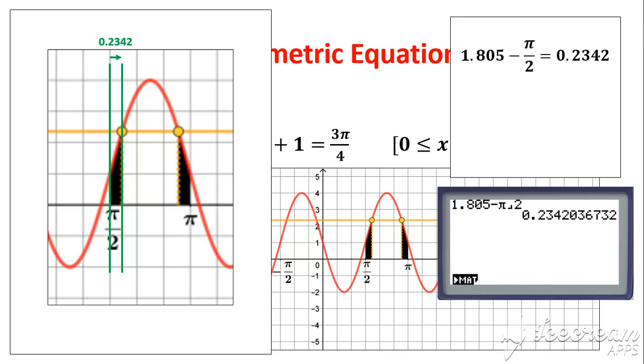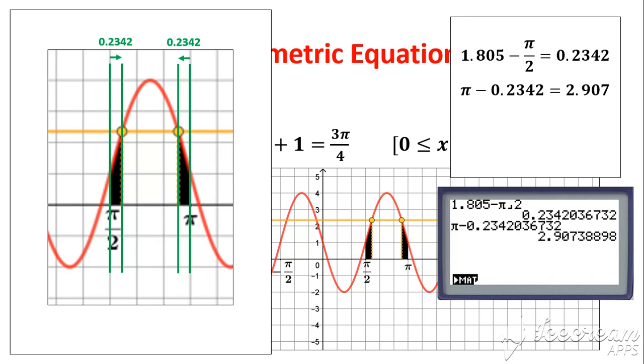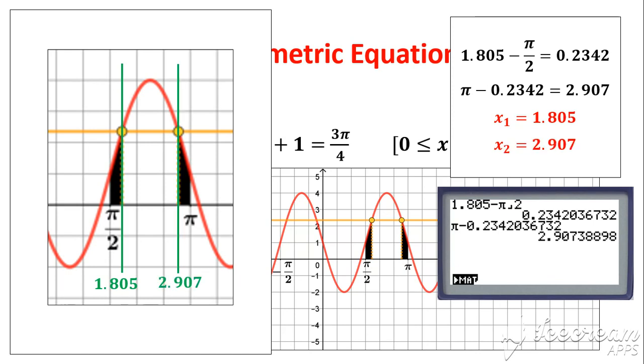So this graph here is a little bit more zoomed in. The difference between π/2 and our first solution, which was 1.805, is 0.2342 squares. So that's going to be the same as the distance between π and our second solution. So to get our second solution, we need to go π minus 0.2342 to get our second solution of 2.907. So our first solution is sitting here at 1.805, and our second solution is sitting here at 2.907.